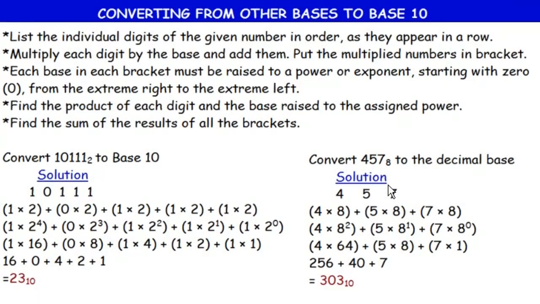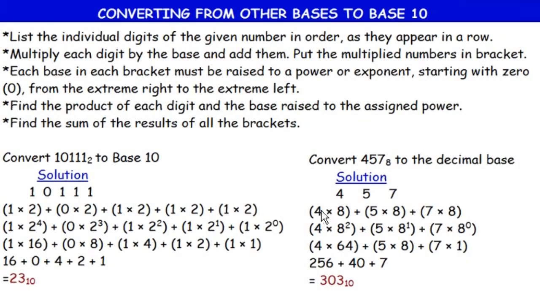So let's look at another example here. So we are going to apply these basic steps or these basic principles, right? So we have to convert the number 457 base 8 to the decimal base. So the decimal base is the same as base 10, right? So the first thing is to spread out the digits, right? So 457, right? And then you multiply each digit by what? By the base, and then you put them in brackets, right?